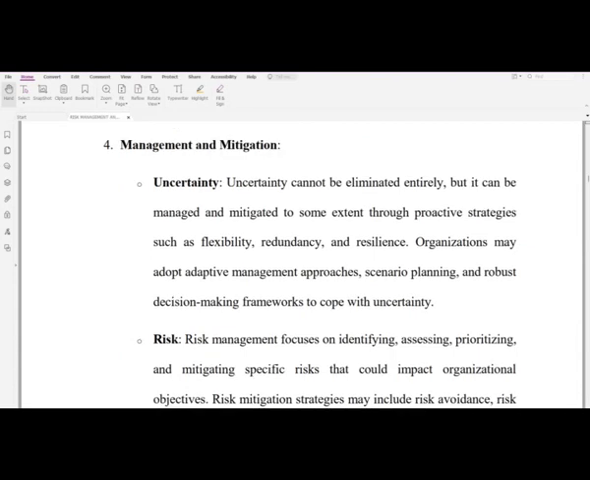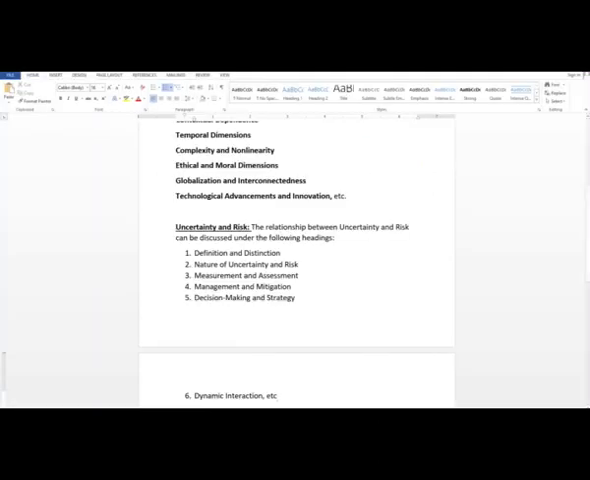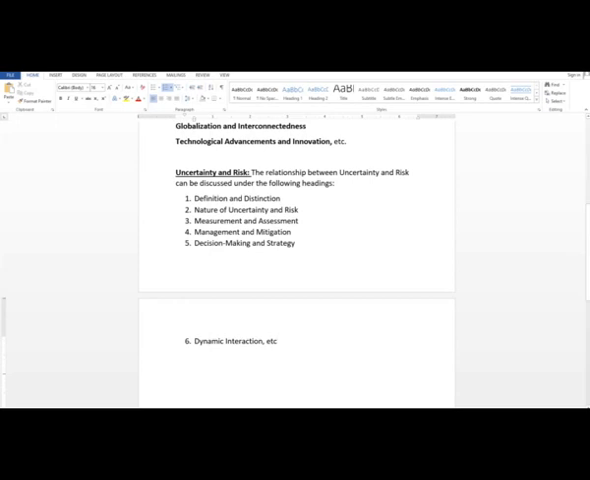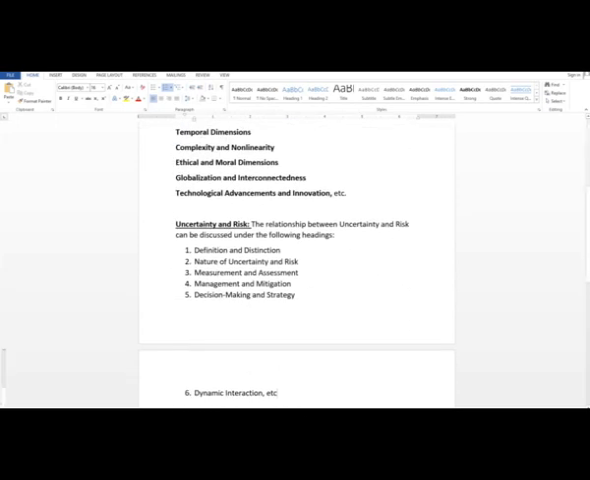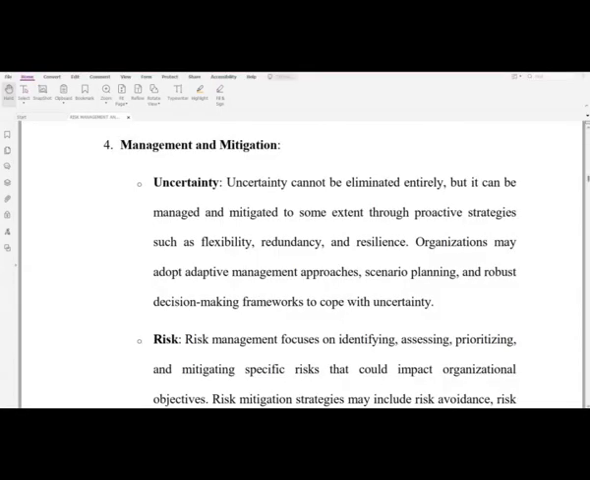Management and mitigation. Next point, point 4. Management and mitigation. Under uncertainty, it cannot be eliminated entirely, but it can be managed and mitigated to some extent through proactive strategies such as flexibility, redundancy, and resilience. Organizations may adopt adaptive management approaches, scenario planning, and robust decision-making frameworks to cope with uncertainty.